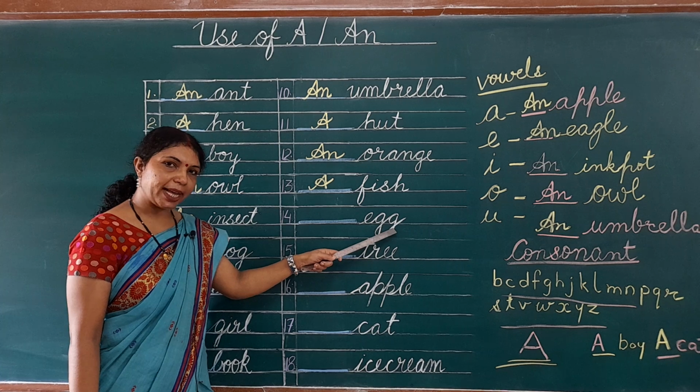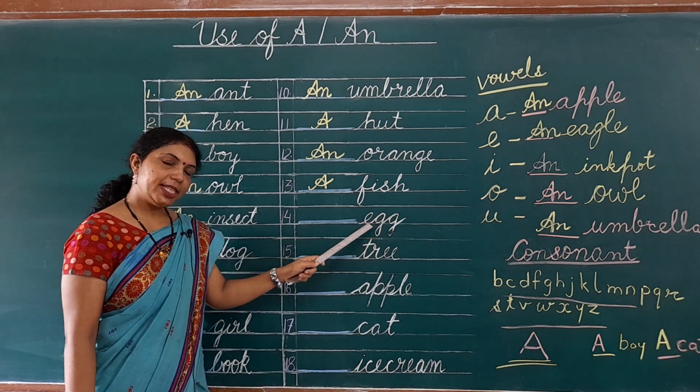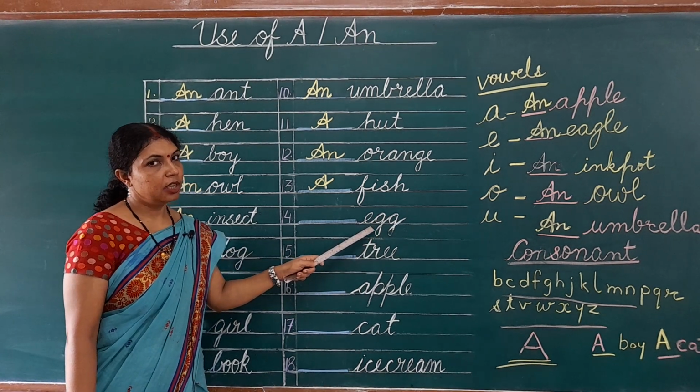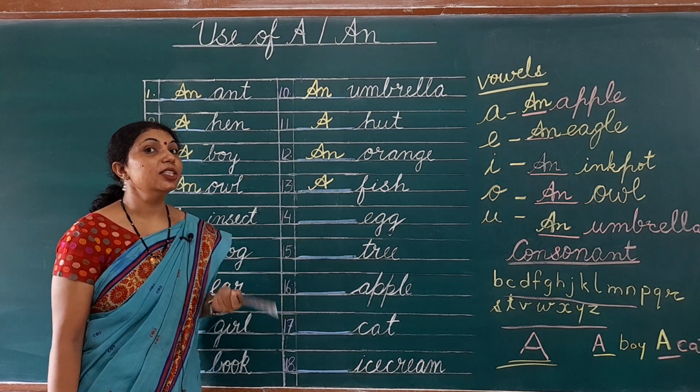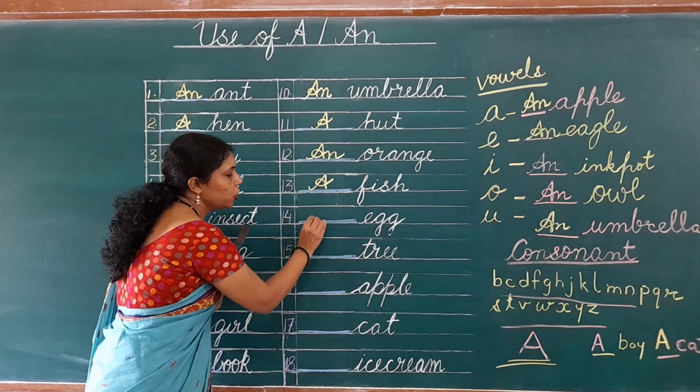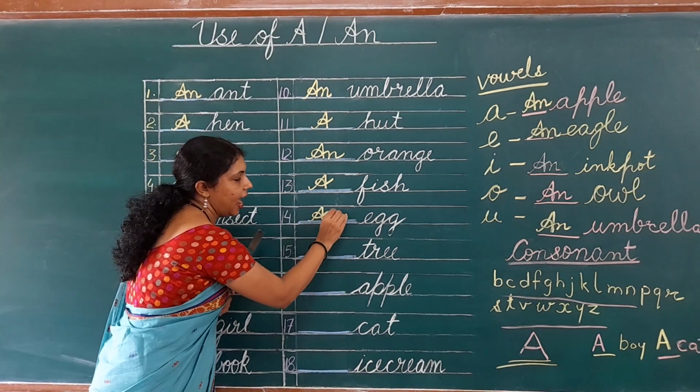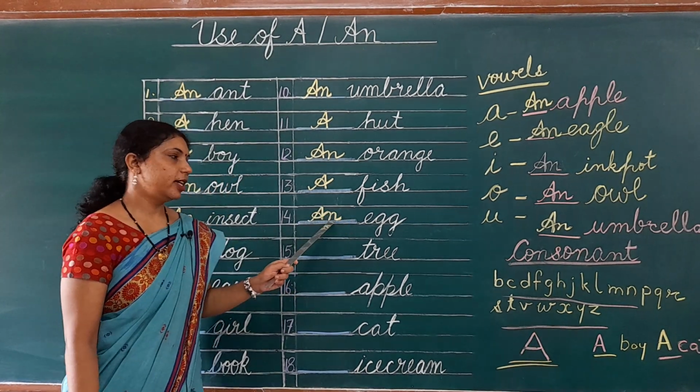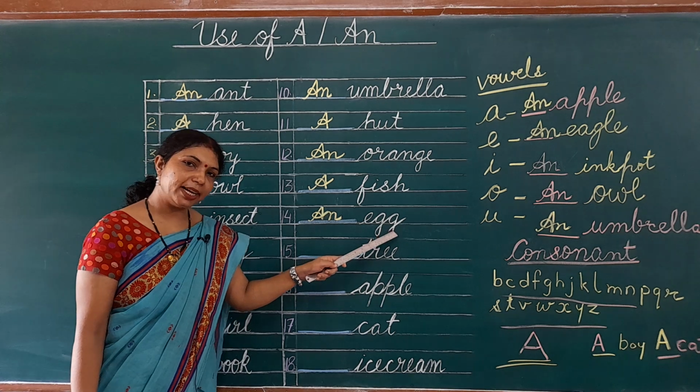14. E-G-G, egg. First letter E. And what is this? This is a vowel. And before vowel we have to use A and an. Now it is an egg.